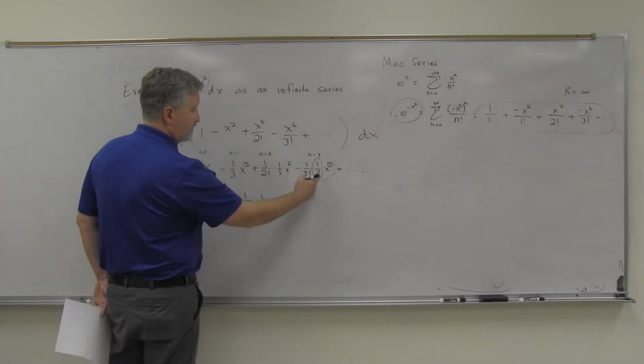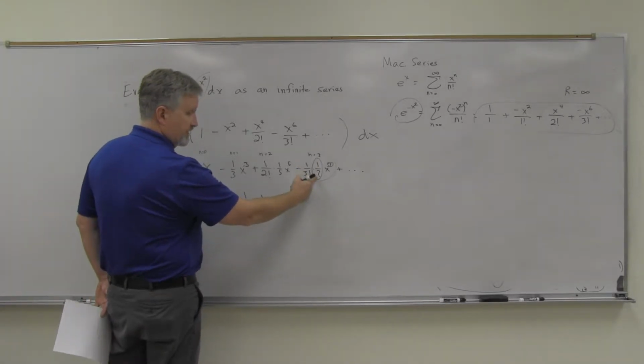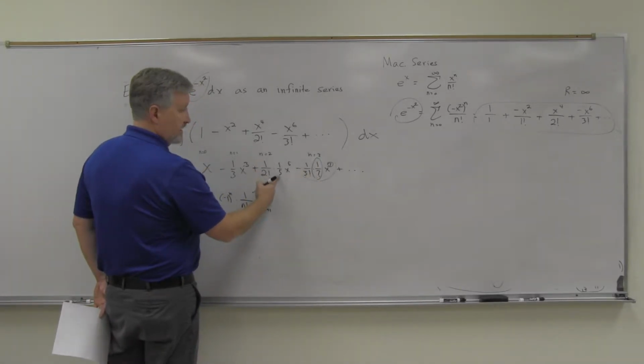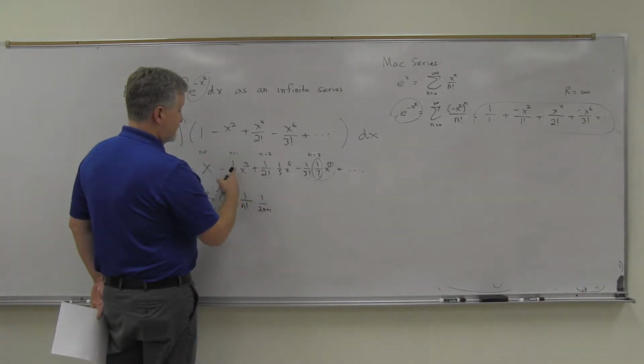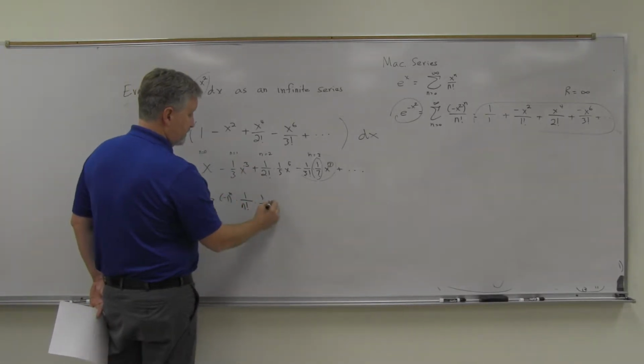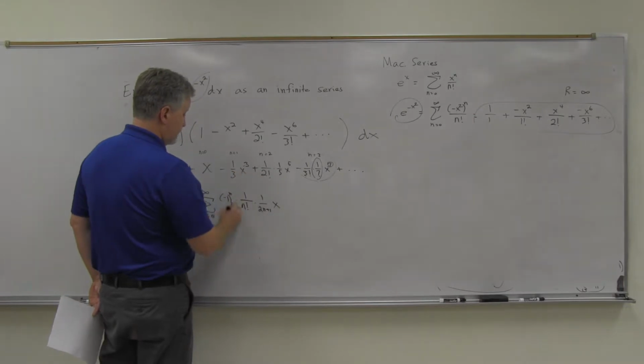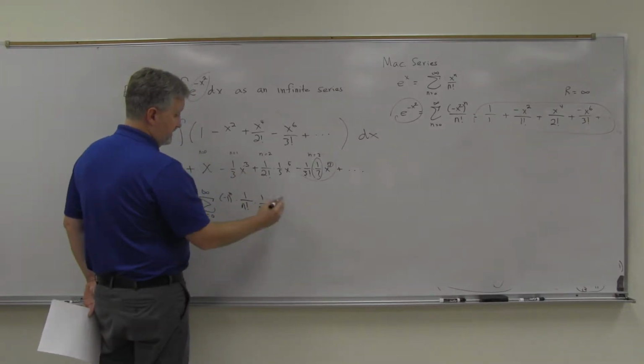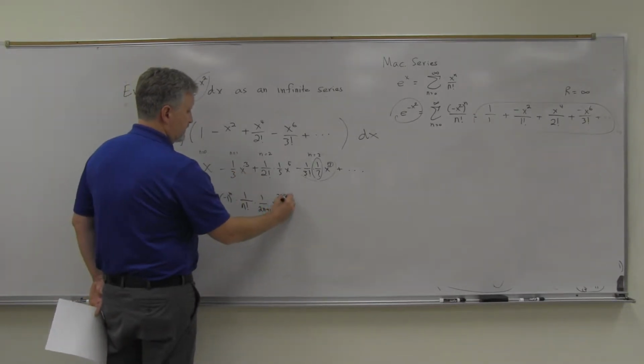And I believe that would work because if we do 2n plus 1, that gives me 7. 2n plus 1, that gives me 5. 2n plus 1, that gives me 3. So that's how I get these. Write it in summation notation, just FYI. You don't have to do that, I guess.